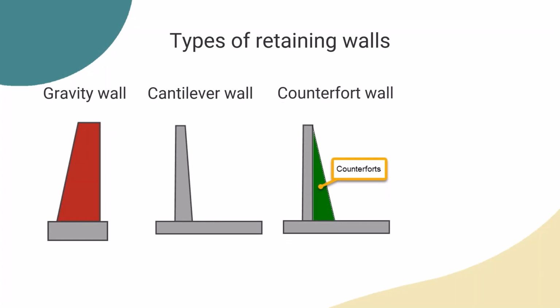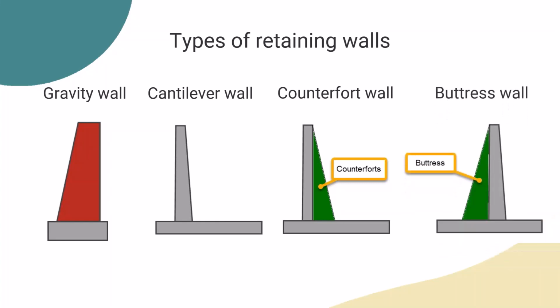The third retaining wall type is the counterfort wall. This type of stiffened wall has inner face piers called counterforts, which are hidden in the retained earth. And the fourth retaining wall type is the buttress wall. This is similar to the counterfort wall. However, the piers are on the top side.